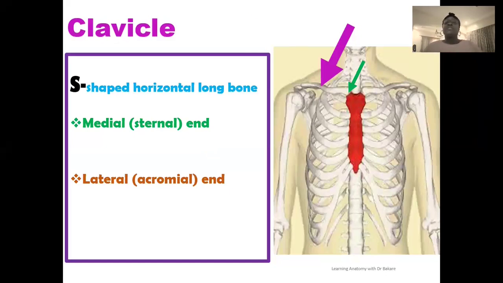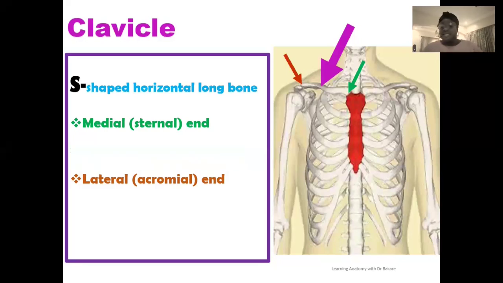And if you go to this lateral region here, this is where we have the lateral end of the clavicle. This lateral end of the clavicle can also be referred to as the acromial end, because it is through this end that it connects with the acromion of the scapula.